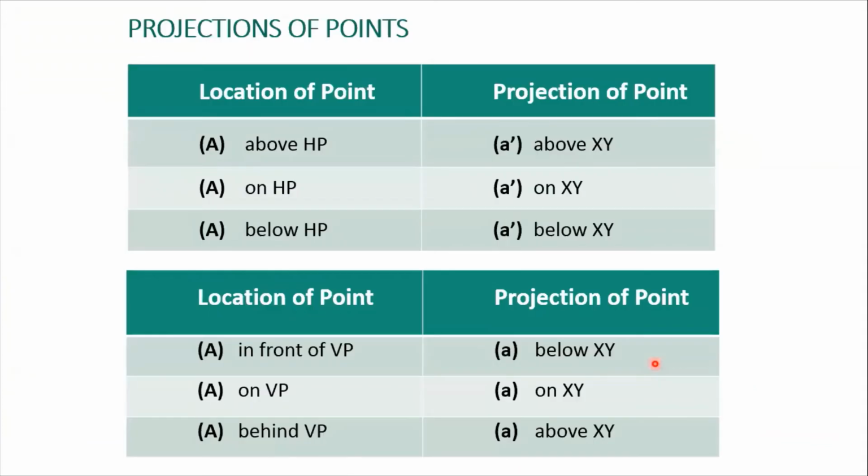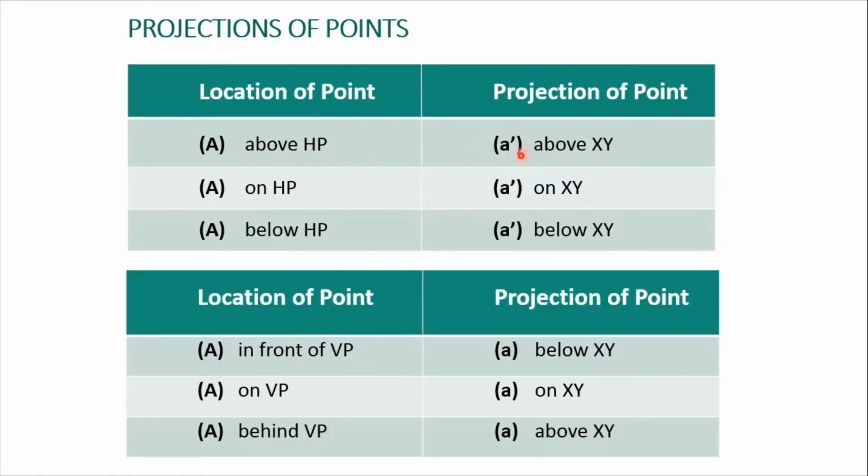Now, after observing these cases, we can obtain one table. It is known as the projection of points table. This table can be further subdivided into two tables. This is your first table, which has points with respect to HP, and the second table has points with respect to VP. So now let us understand this table. In an example, if it is given point A above HP, you will get A dash as your resultant.